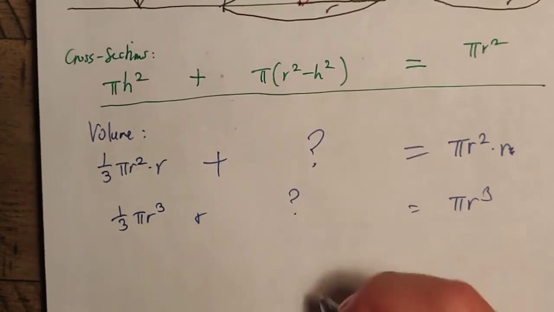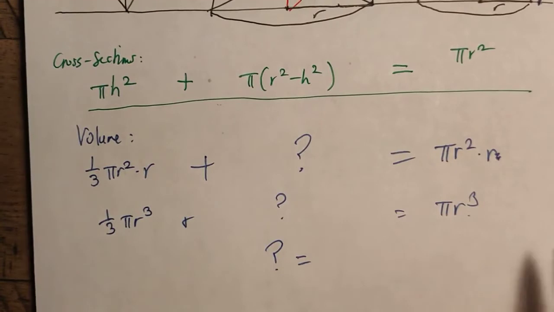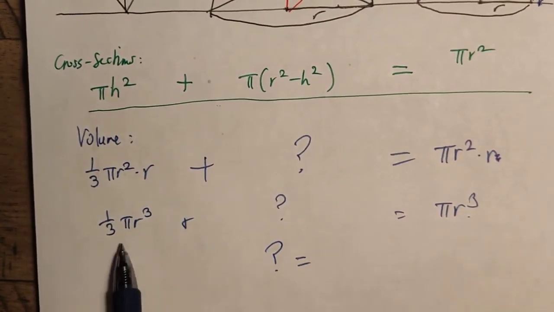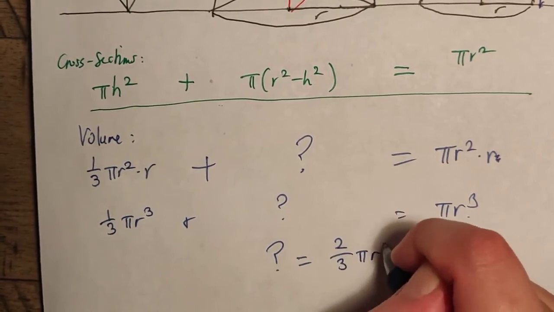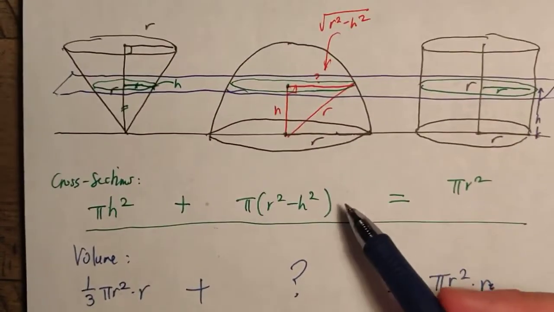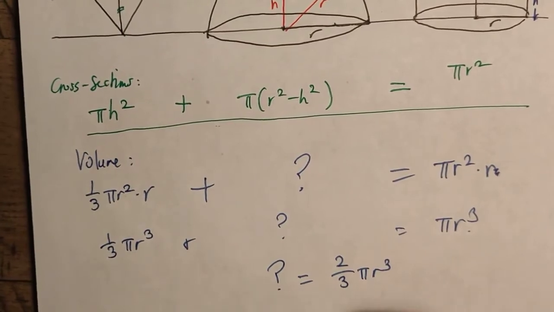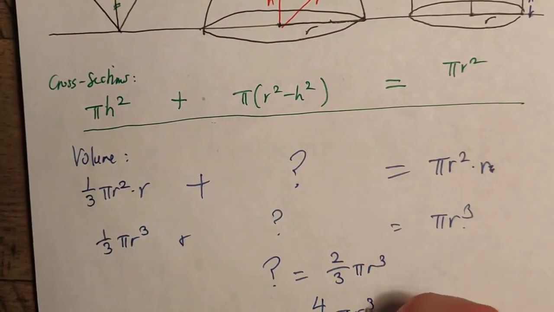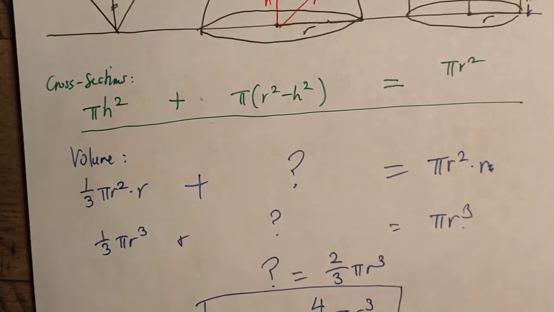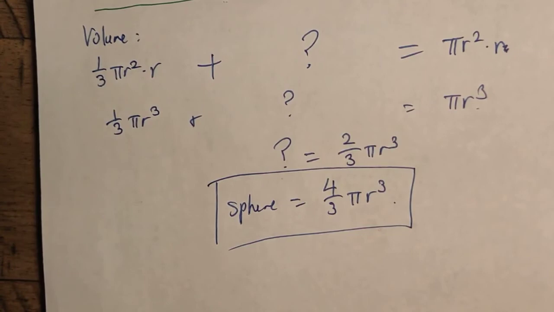So therefore, we can determine that the volume of the hemisphere is just this minus this. Now this is a full pi r cubed, and that's a third pi r cubed, so we subtract those two, and we end up with 2/3 pi r cubed. But wait a minute, this is half a sphere. We want the full sphere, so that means the volume is just this times 2. And we end up with that. The sphere is just 4/3 pi r cubed.